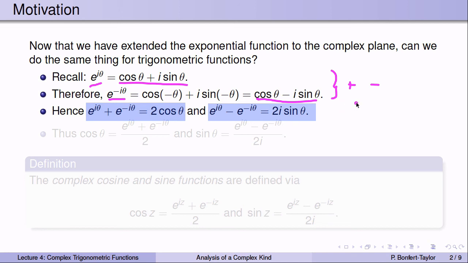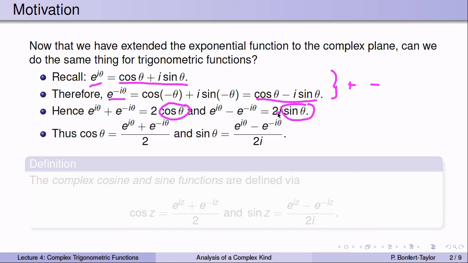But these two equations that I just obtained, I can solve them for cosine theta and sine theta by simply dividing by 2 or 2i. And what I get is that cosine theta is e to the i theta plus e to the minus i theta over 2. And sine theta is e to the i theta minus e to the minus i theta over 2i. And this is for the real-valued cosine and sine.